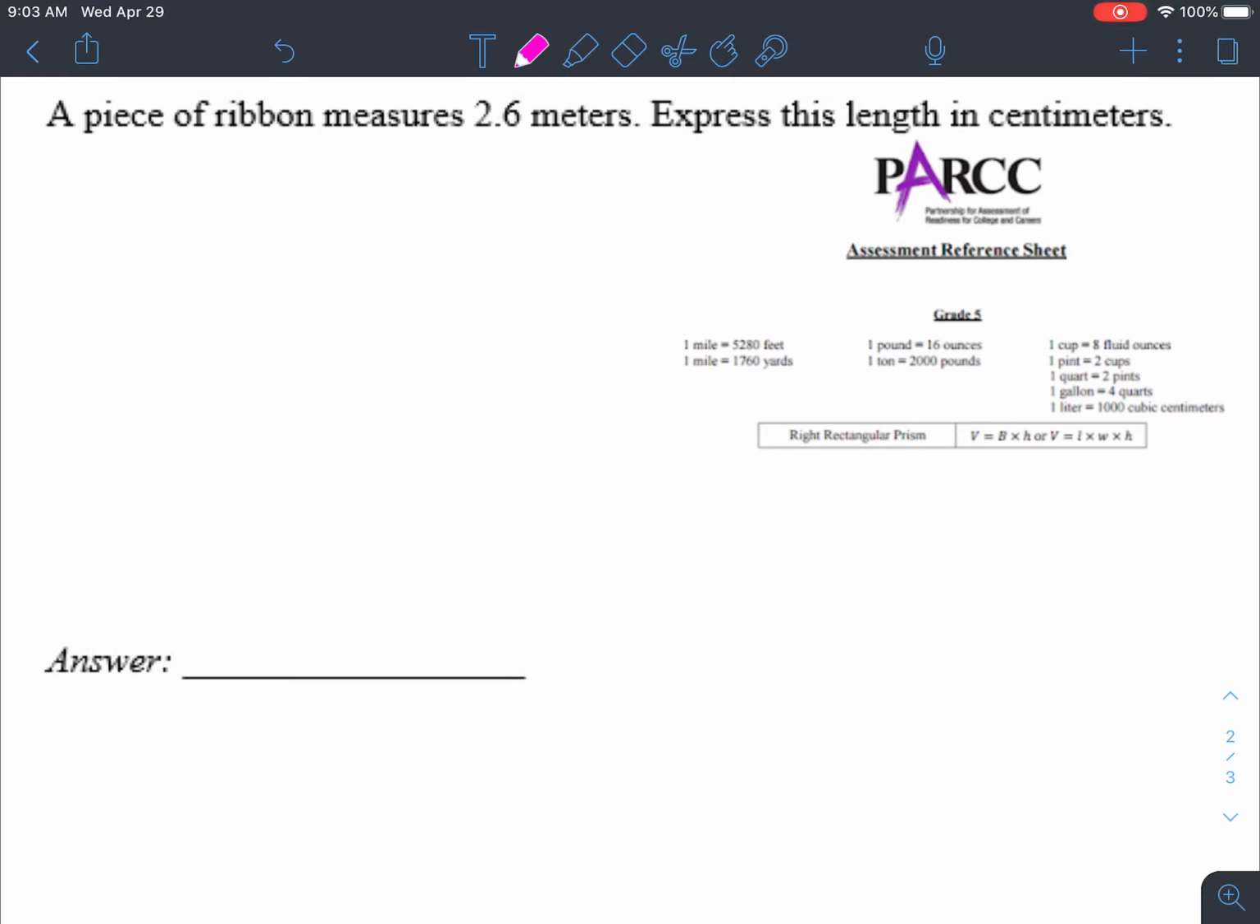Let's read this a second time so we can start annotating. A piece of ribbon measures 2 6/10 meters. Okay, so this is what I'm starting with. Express the length in centimeters. So they don't want us to keep meters. They want us to convert into centimeters. Okay, let's come up with that plan.